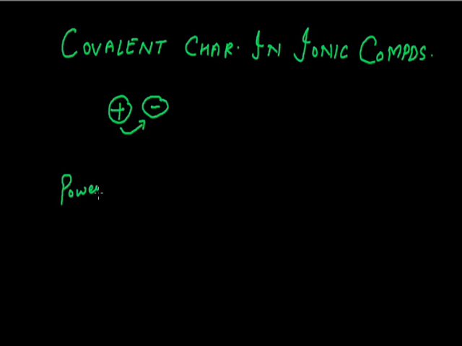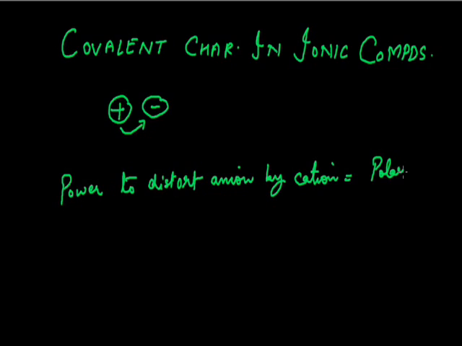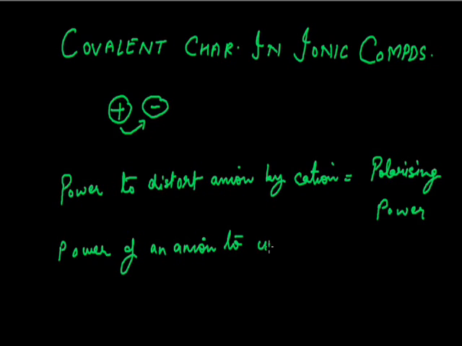The power to distort the anion, that is the negative part, by the cation is termed as polarizing power, and the power of an anion to undergo distortion of its electron cloud is called polarizability.